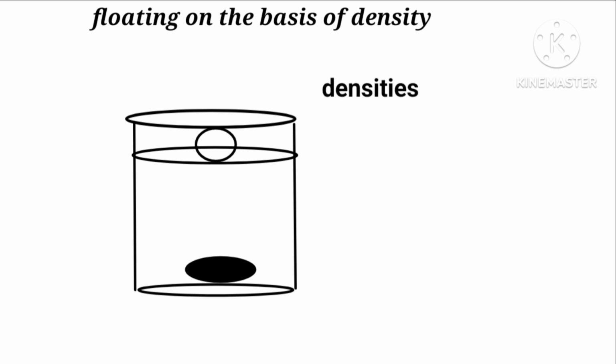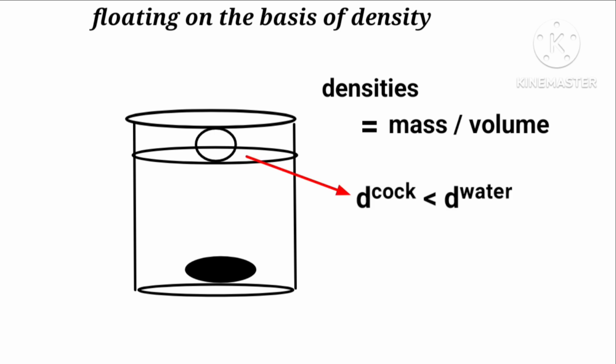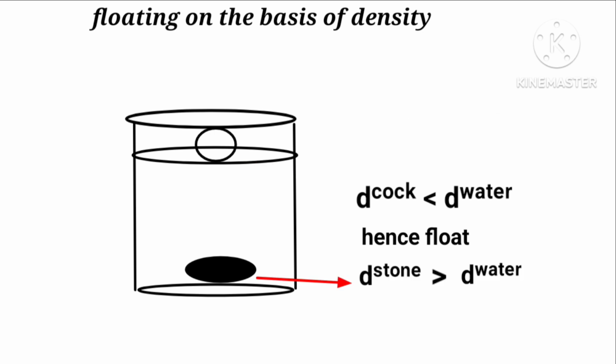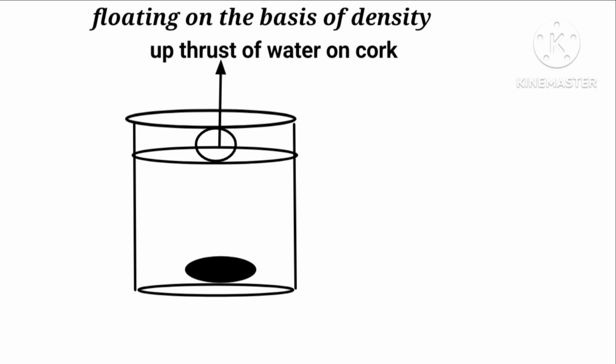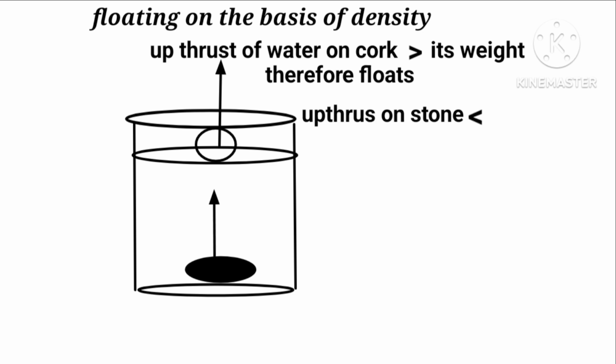Density of a substance can be defined as mass per unit volume. The density of cork is less than the density of water, hence it floats. On the other hand, stone having greater density than water, therefore sinks. This means that the upthrust of water on the cork is greater than its weight, therefore it floats. Similarly, upthrust on the stone is less than its weight, therefore it sinks.